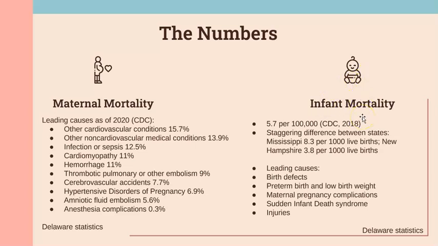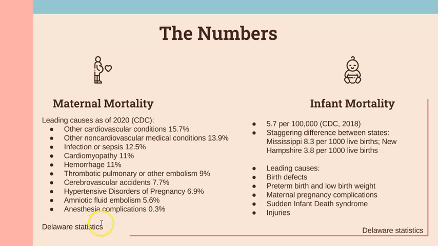Reasons for infant mortality are birth defects, preterm birth and low birth weight, maternal pregnancy complications, sudden infant death syndrome, and injuries. So it's interesting to me, there's a staggering difference between states. Mississippi has 8.3 per 1,000 live births of infant mortality. New Hampshire has 3.8. So even in our United States of America, we're very different state-wise.